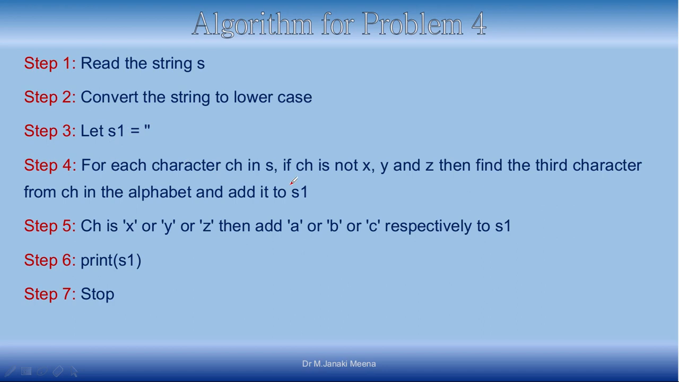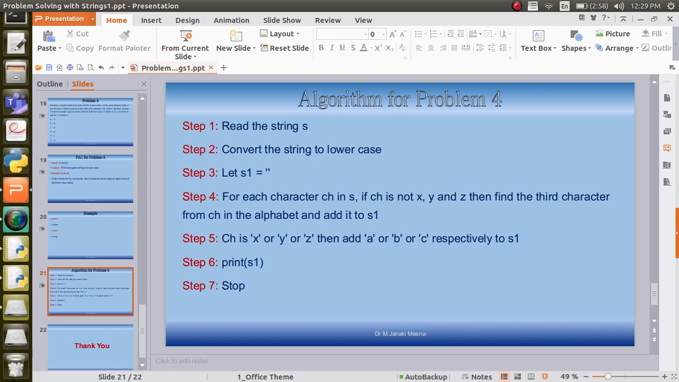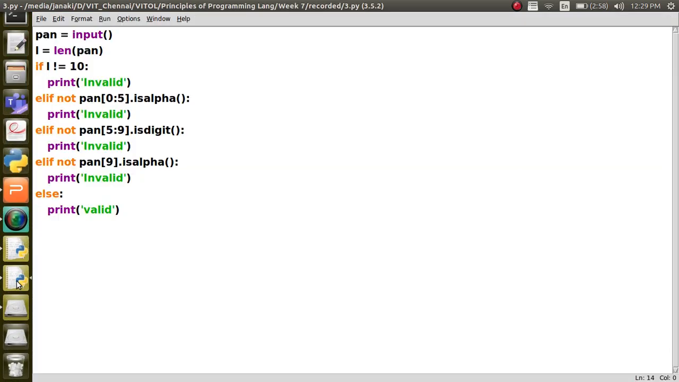And you are going to take the characters one by one from S, and you are going to find the third character. You have to specifically check for these three things alone, X, Y, Z. After that you will build up S1 completely, and you have to print S1 and stop. This is the algorithm. Let us try to implement this algorithm.